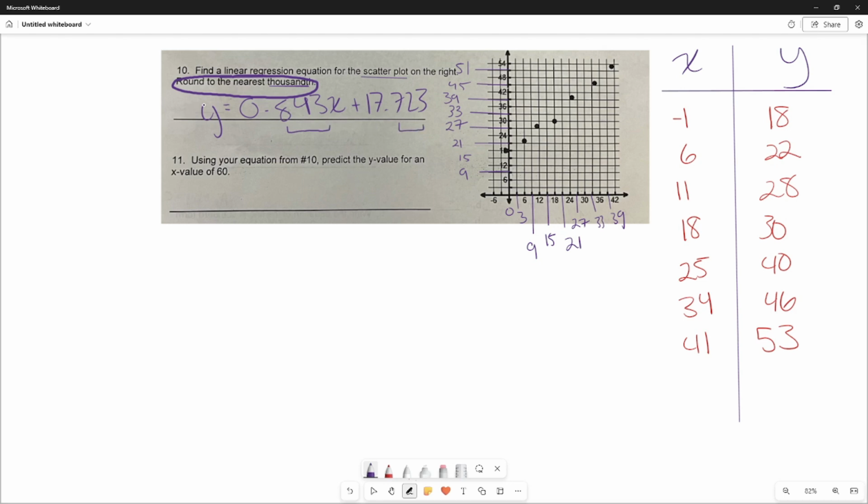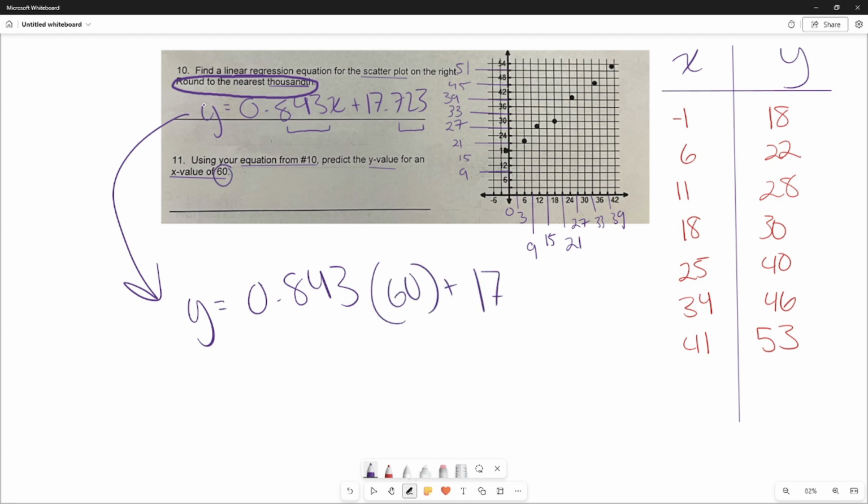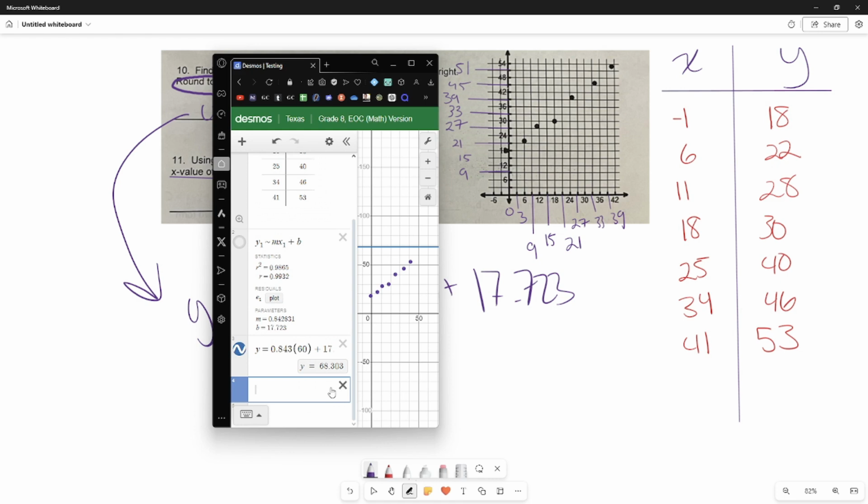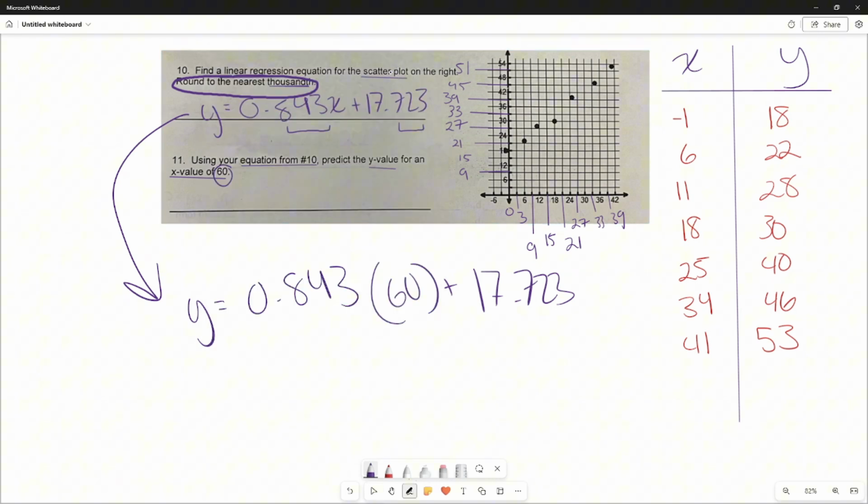And then number 11, they say, using the equation from number 10, predict the y value for an x value of 60. So really all we have to do is take this equation, so y is equal to 0.843, and then instead of x, we're just going to substitute that with 60. So times 60 plus 17.723, and then let me put that in Desmos. Okay, here it is. And we get that our answer would be 68.303. So y equals 68.303. So those are going to be our answers.